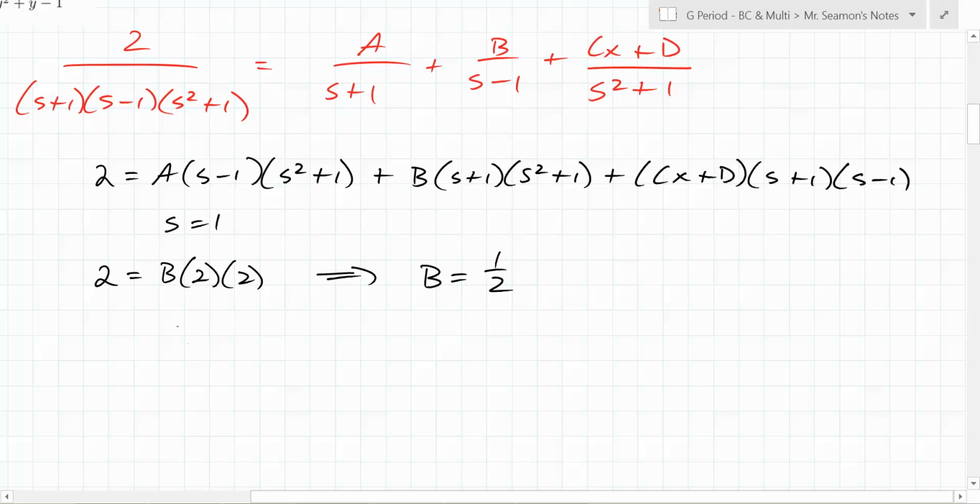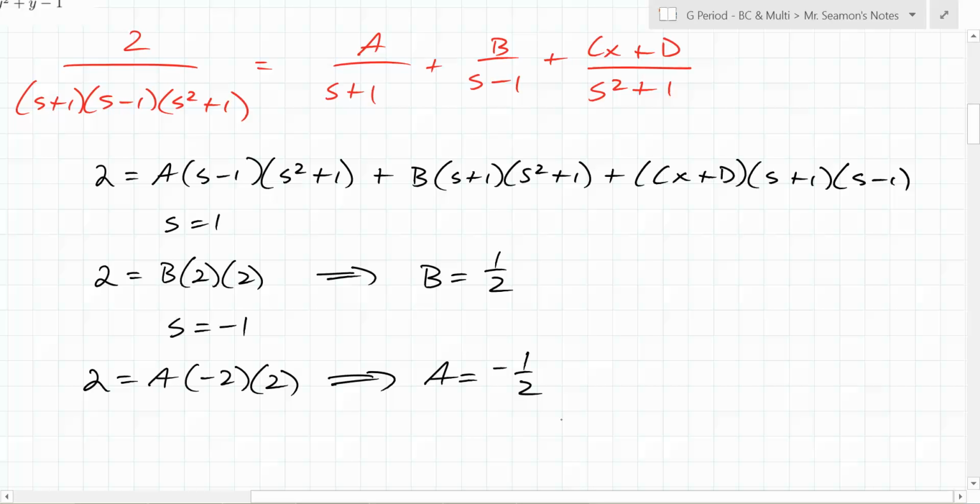So then you pick s is equal to, let's say, negative 1. Is that an okay thing to pick? Yeah, if s is equal to negative 1, you end up with 2 is equal to a times negative 2 times 2. And then the second term goes away and the third term goes away, right? So what does that tell you a is? Negative 1/2. So we have a and b.